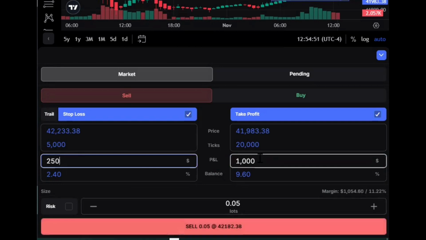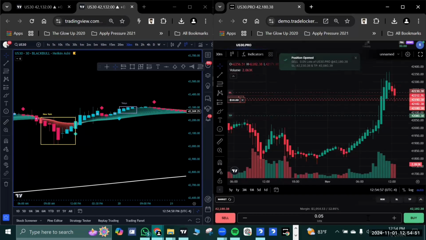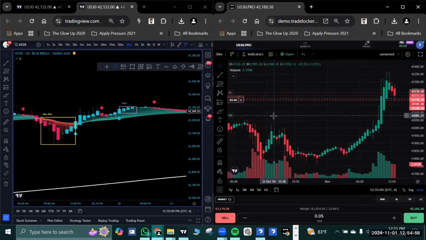50 pips. Let's go 2 to 1 and press sell. Press sell to confirm it. So now your stop loss and your take profit are there. You see this take profit and you see this stop loss.